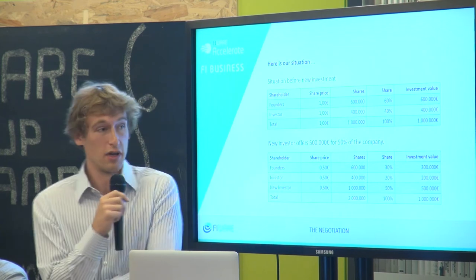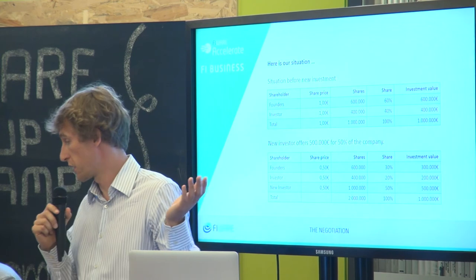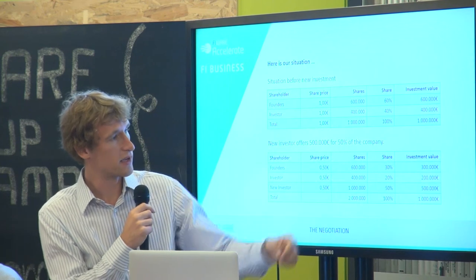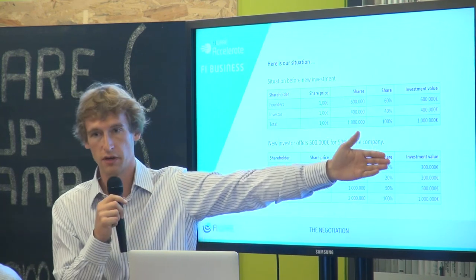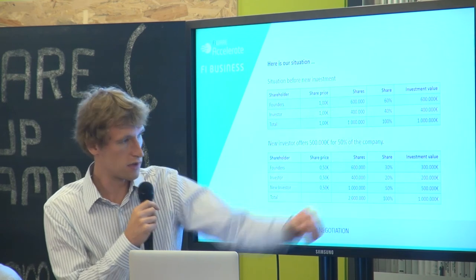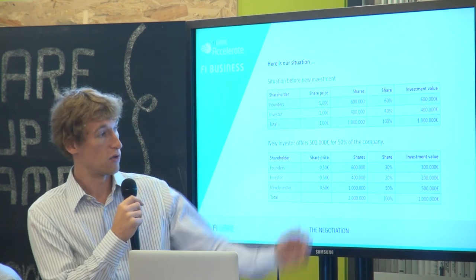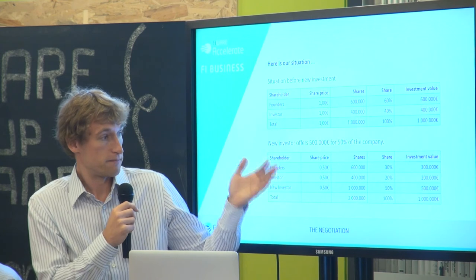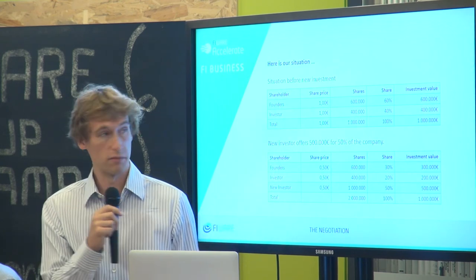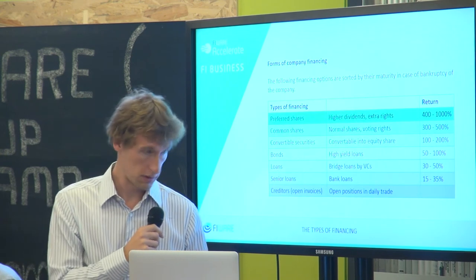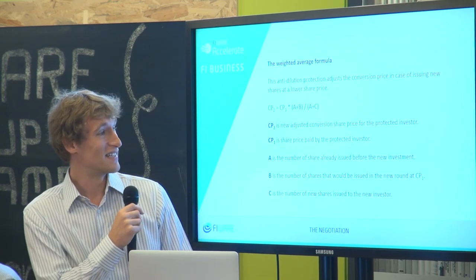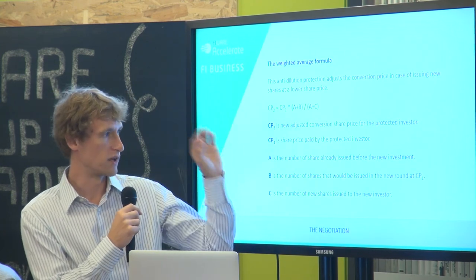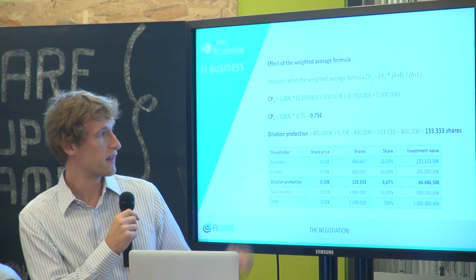It's not beautiful. In this case, he did not put any anti-dilution on that. I don't know why. What's happening is that his 400,000 goes down to 200,000, and that's something you don't want to have. Obviously, that happens also to the founders. That's only fair. But this is something that you would like to protect yourself from. There are different ways to do that. The more or less middle way of doing it is the weighted average formula. It's a bit more complicated.